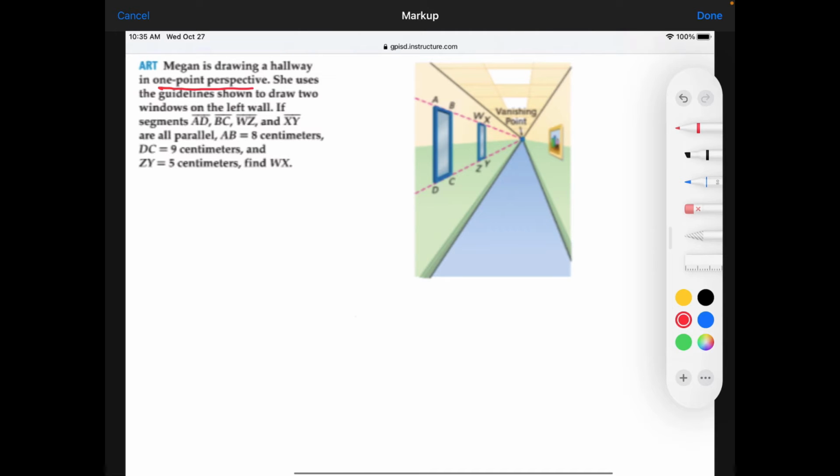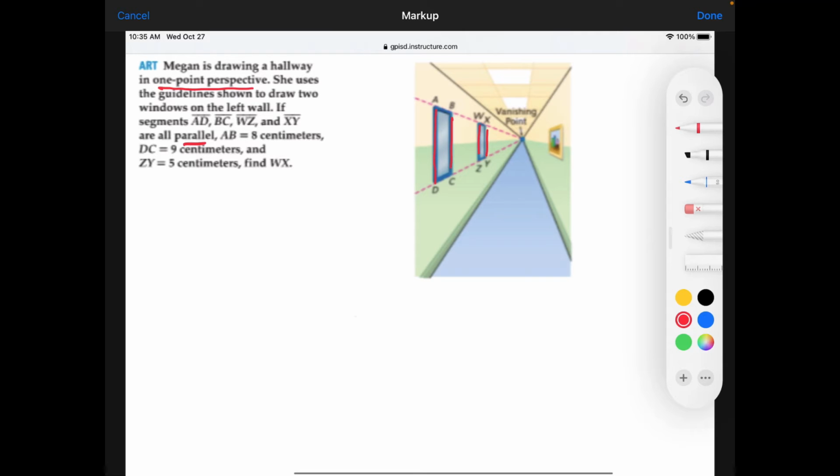If line segments AB and BC and WZ, I'm highlighting them here, WC and XY. Oh, I highlighted the wrong one here. It said AD and BC. AD, BC, WZ, and XY are parallel. Okay, so they are parallel.